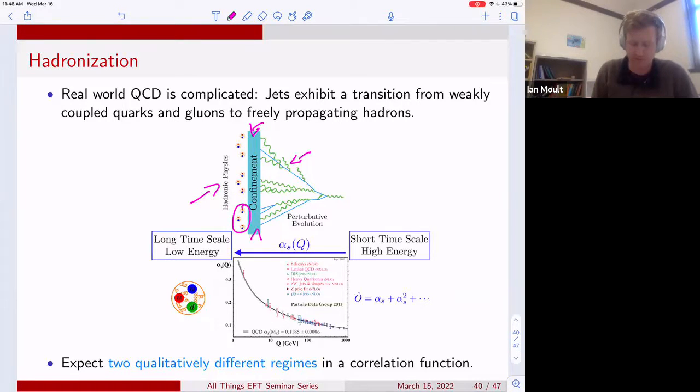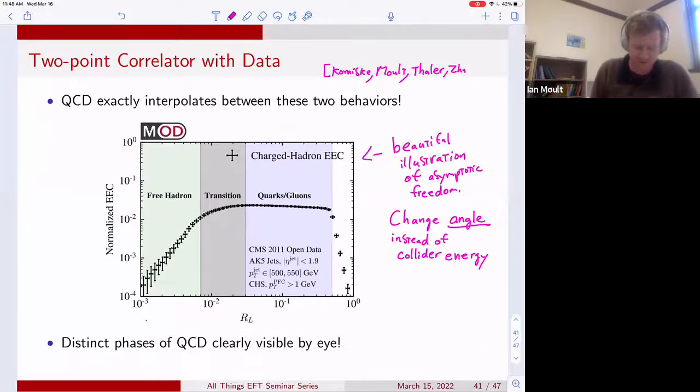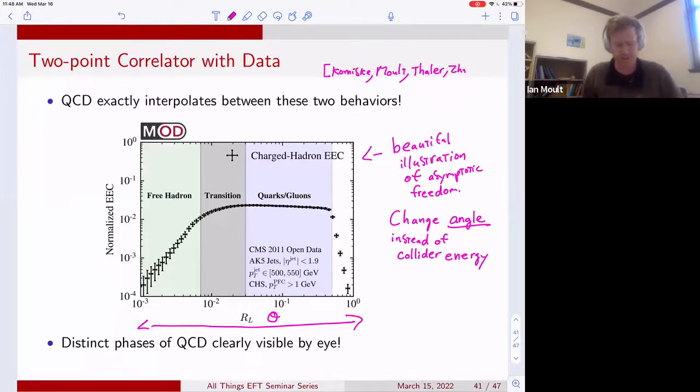And so since we have this very sharp confinement transition in the middle, we really expect to see extremely clearly by eye two qualitatively different regimes in a correlation function measured at the LHC. If you plot this over an extremely wide range, so this is logarithmic in this angle, which at colliders is called R, you can see very clearly that QCD exactly interpolates between two behaviors. I have so far mostly focused on this region where you can perform perturbative calculations in terms of quarks and gluons. But you see very clearly by eye the sharp transition as you enter this non-perturbative regime.